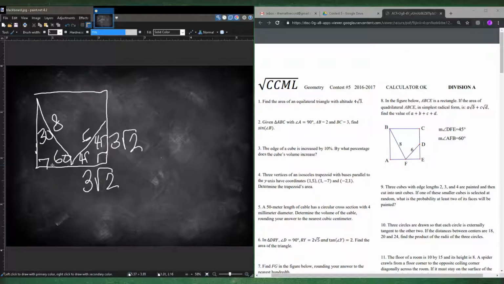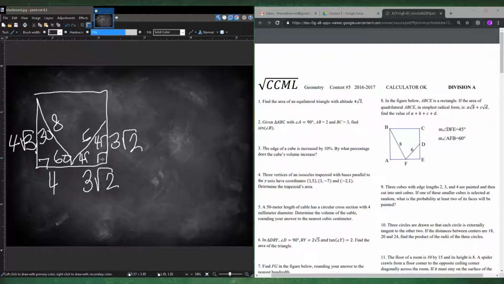And for this side length, for the 8, the opposite side of the 30 degrees is going to be half the hypotenuse. So 8 divided by 2 is 4. And the opposite side of the 60 degrees is just the hypotenuse times square root 3 over 2. So 8 times square root 3 over 2 is just 4 square root 3.